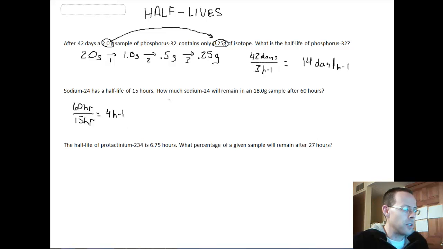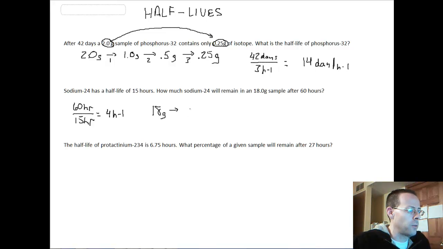Alright? And notice this one is talking about what mass will remain. Our first example is asking what's the length of a half-life. So the questions are asking the exact reverse thing. So this one we're going to start with division and find out that 4 half-lives happened. So now we want to find out how much mass is left. So if we start with 18 grams, we want to halve this 4 times.